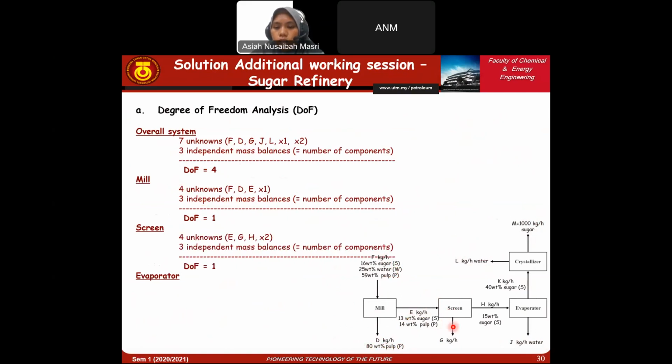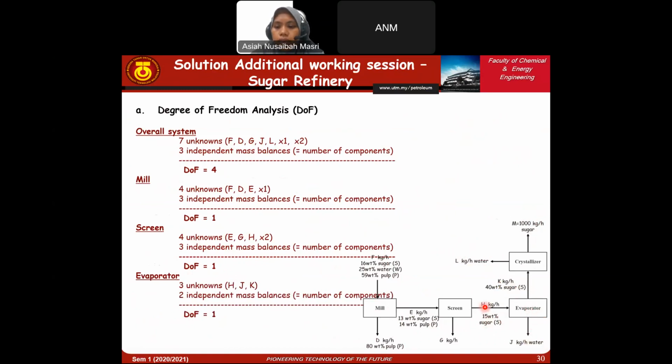So we have 1 input, 2 outputs. Our unknowns here are E, G, and H, and also X2. So we don't know about X2. And then 3 independent mass balances. So again, DOF is equal to 1, we cannot start from here. Then we have the evaporator, the third unit.